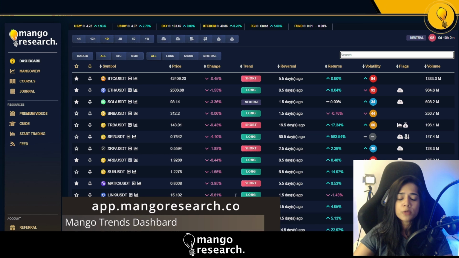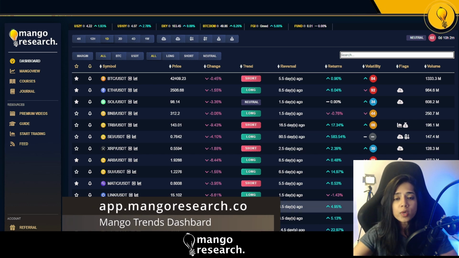Okay, so now get into the Mango dashboard. You'll find this on app.mangoresearch.co. What do we use the dashboard for? Well, to help us, number 1, check our biases, keep us objective, okay? And also to help us understand which coins are actually worth trading right now. There are like thousands of cryptocurrencies out there, right? How do you know which coin to look at? So the dashboard is going to help you filter out the coins actually worth looking at.